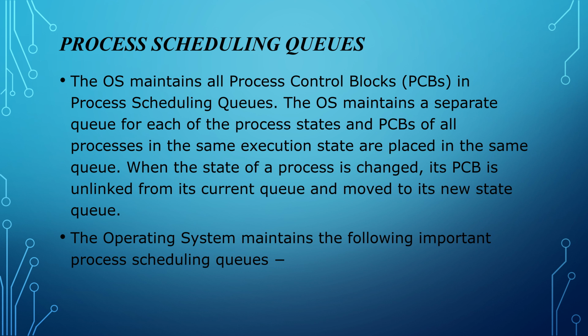Now let us discuss process scheduling queues. The OS maintains all the process control blocks in the process scheduling queues. The OS maintains a separate queue for each of the process states, and PCBs of all processes in the same execution state are placed in the same queue. When the state of a process is changed, its PCB is unlinked from its current queue and moved to its new state queue. The operating system maintains the following important process scheduling queues.